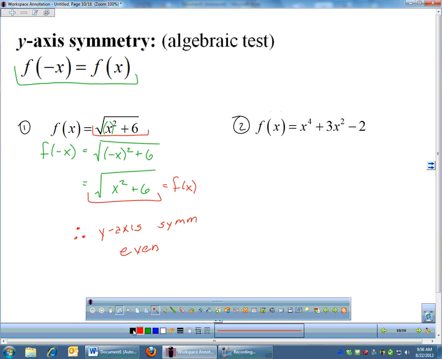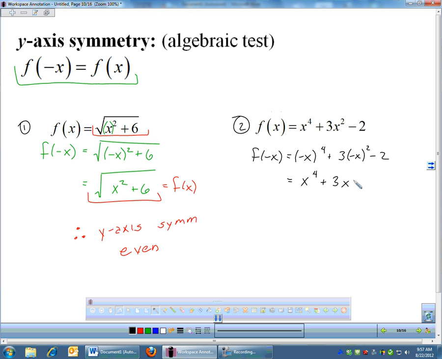Here's another one. F of x is that stuff. If I plug in negative x, I'll take out the x's: negative x to the 4th, plus 3 times negative x to the 2nd, minus 2. And if you clean that up, a negative to an even power will turn positive, plus a negative to an even power that remains positive, and minus 2 isn't affected. And you notice after I plug in negative x, I got my original function back. So this is the same thing as f of x. Therefore, this is an even function. It has y-axis symmetry.